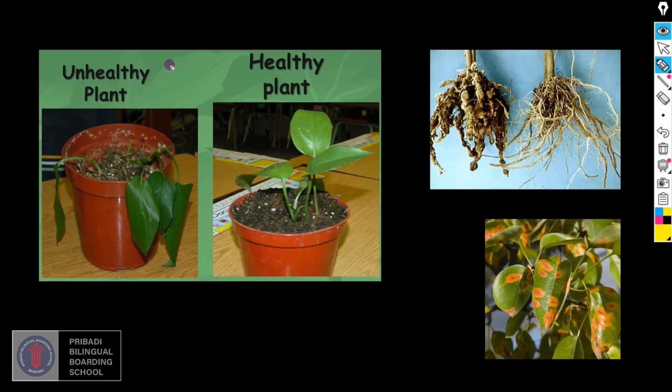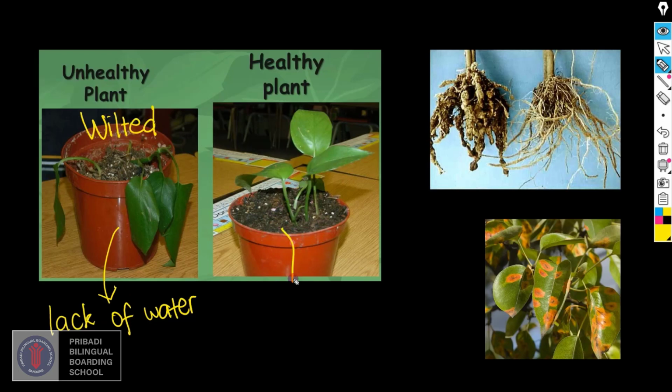Okay, so now let's talk about the healthy and unhealthy plant. If you take a look at this picture, what do you think the cause is so that the plant can look like this? Yes, it is lack of water. That's true. So when the plant lacks water, it will become wilted. But this one, the healthy one, it means that this plant gets enough water. And when the plant gets enough water, it will be a firm plant.